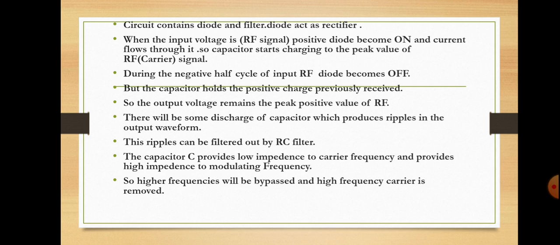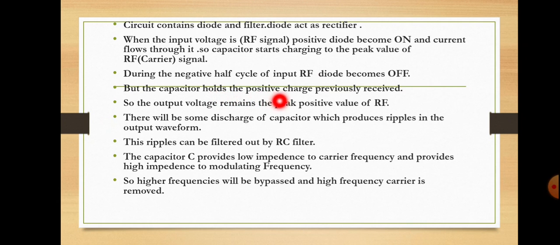So this is the working. The circuit contains a diode and a filter, and the diode acts as a rectifier. When the input voltage is positive, the diode becomes on and the current flows through it. So the capacitor starts charging to the peak value of the RF signal or carrier signal. During the negative half cycle of the input RF signal, that means the input carrier signal, the diode becomes off. RF signal means radio frequency signal. Here we are using the term RF because the carrier frequency is high. That is why we are using the term RF.